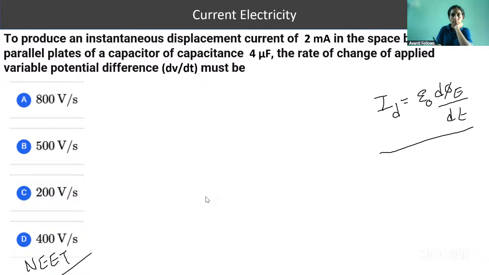Okay, not simple. Check once more. Do it more properly.